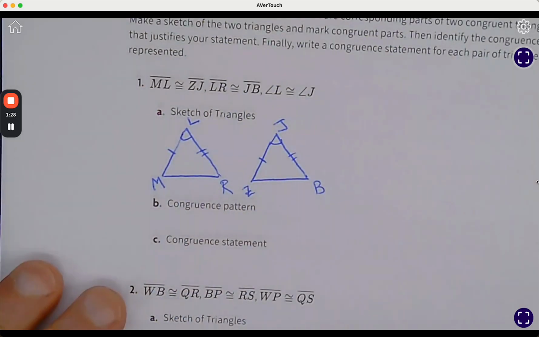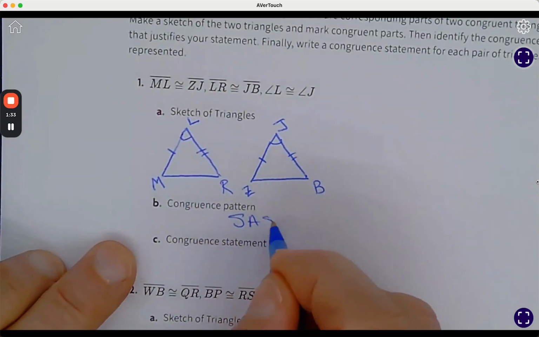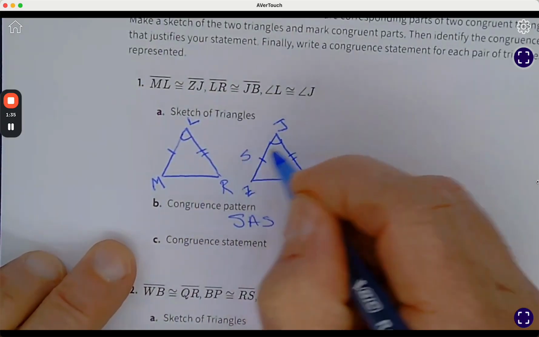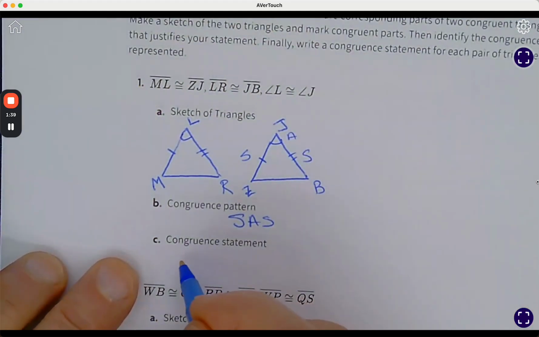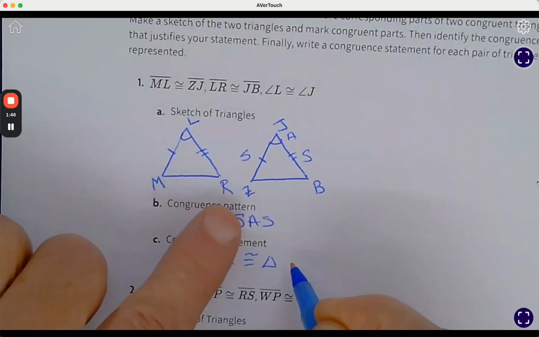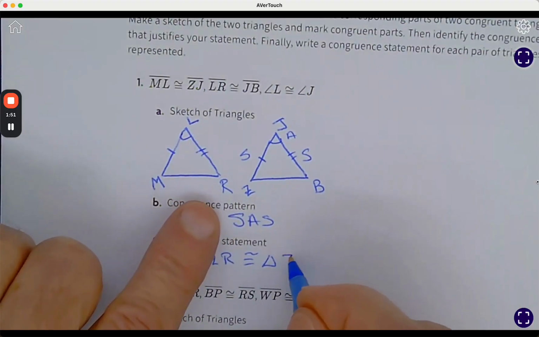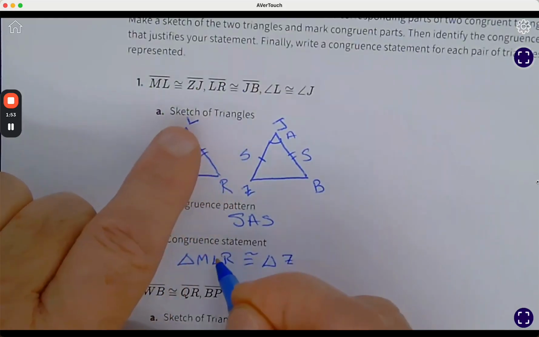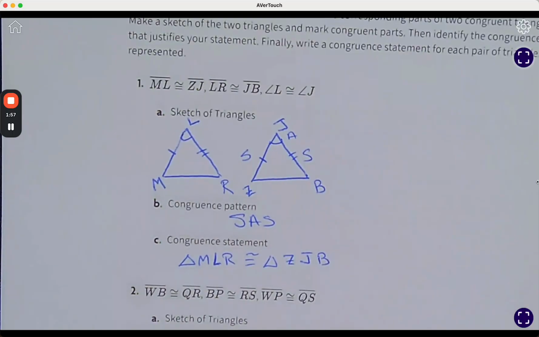Now, let's do the congruency pattern. Well, that pattern is side, angle, side. Remember, order matters. So side, angle, side. All right, and the congruent statement would be triangle MLR is congruent to triangle. Make sure corresponding parts. So M corresponds to Z, L corresponds to J, and R corresponds to B. Boom, that's it. Done. That's it.